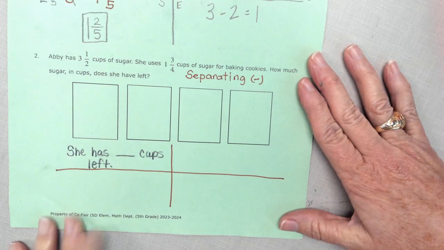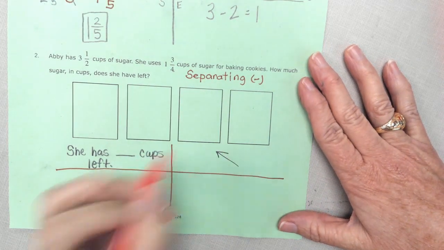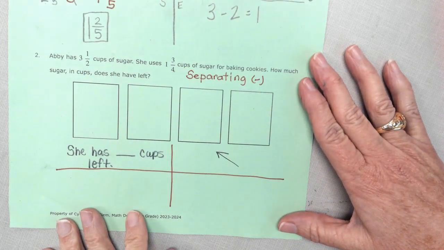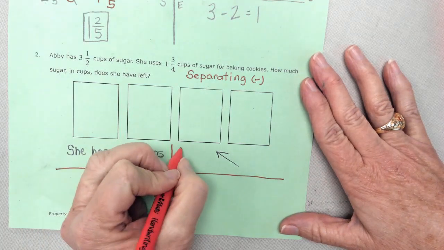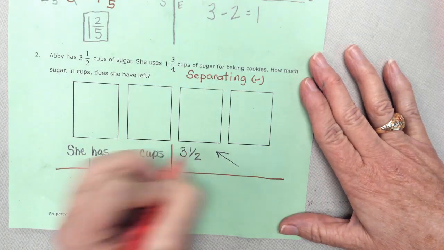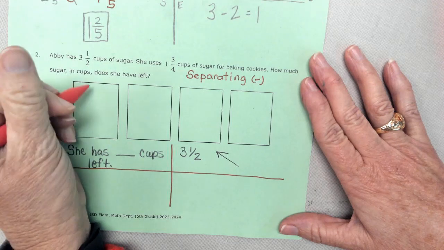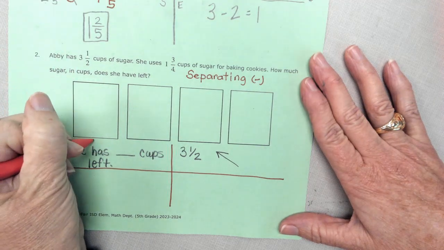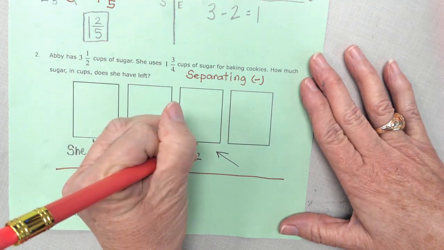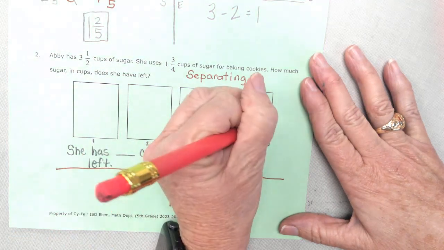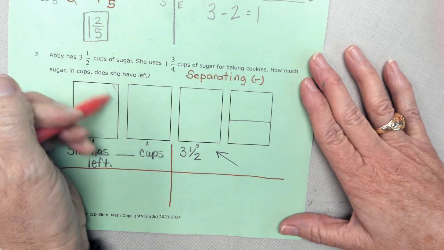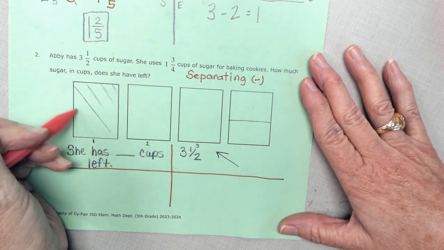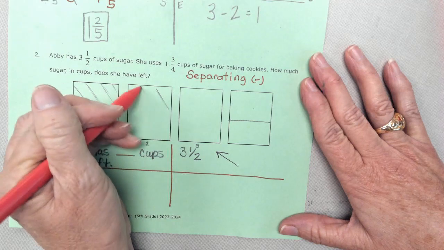When we think about our picture, we're going to use the picture models that they have provided. And so what I'm going to do first is I'm going to shade in the amount that she has. So she has 3.5 cups. So right now I'm going to look at my models. So this would be 1 cup, 2 cups, 3 cups, and then we need a half here. Cut that in half. So I'm going to very quickly shade this to reflect 3.5 cups.